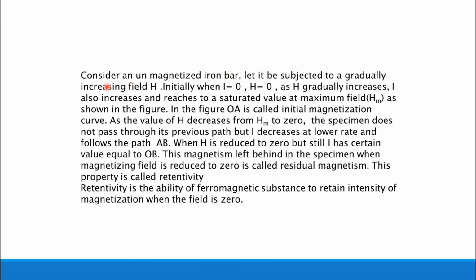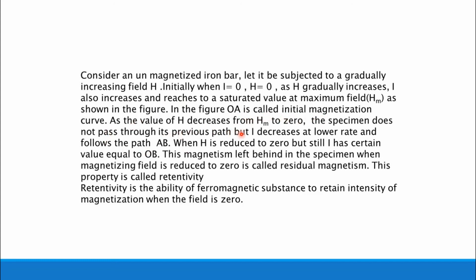That's what I explained. Consider an unmagnetized iron bar. Let it be subjected to a gradually increasing field H. Initially, I is equal to 0 and H is equal to 0. As H gradually increases, I also increases and reaches a saturated value at maximum field HM as shown in the figure. In the figure, OA is called the initial magnetization curve.